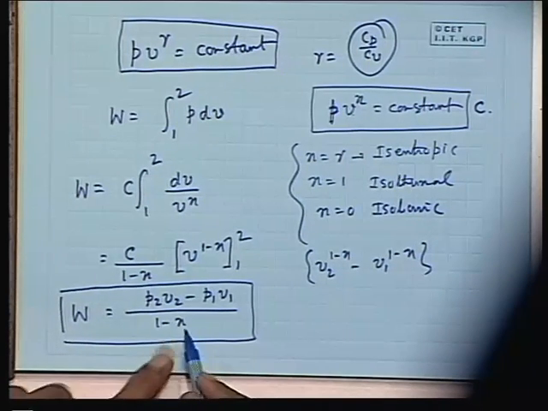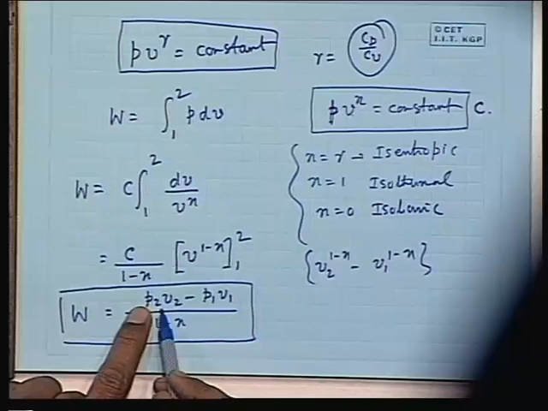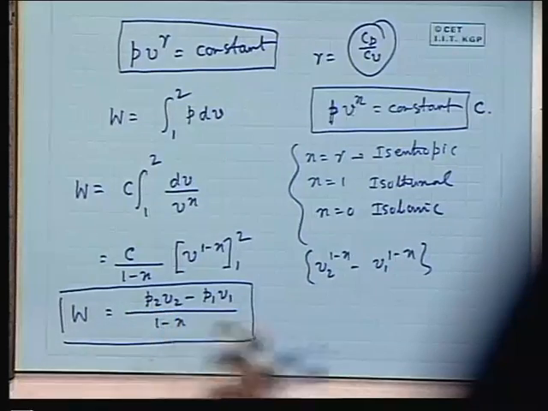So depending upon the value of the index and the corresponding values of PV at the initial and final state, the sign of W will be determined, so that you can find out whether the work is coming out or work is going into the system. So next is what? PdV for a polytropic process.